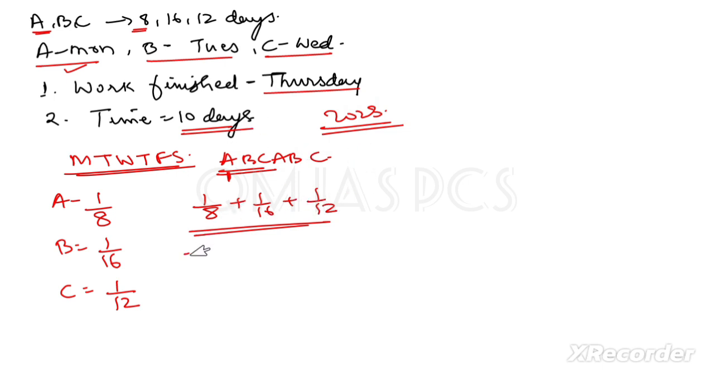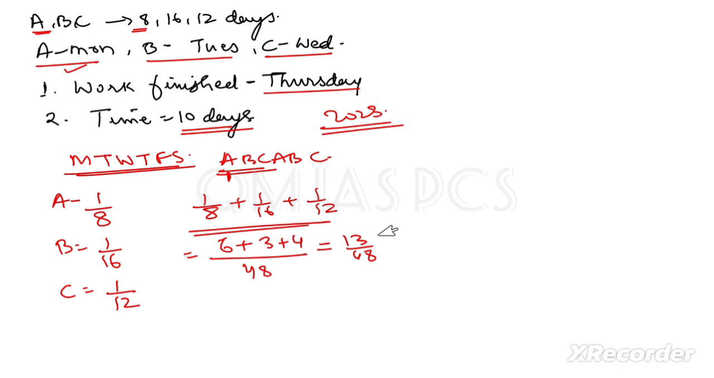So we have to take the LCM of 8, 16 and 12. It will be, I guess, 48. So here it is 6, this one is 3 and this one is 4. So when you add this, it will be 13 by 48.